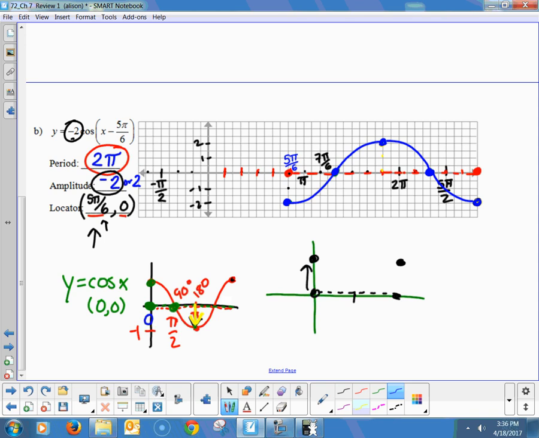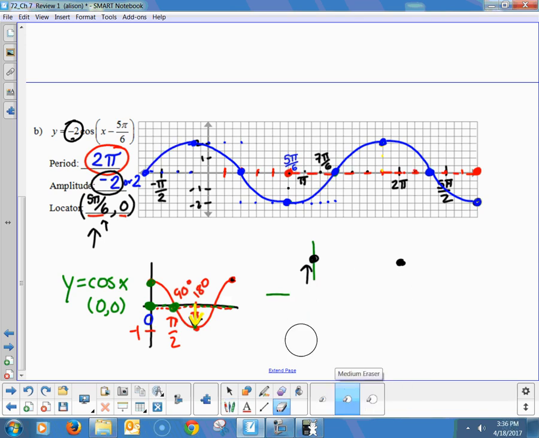Alright, I could continue the pattern. It looks like it's 1, 2, 3, 4, 5, 6 boxes over, 4 up. So if I go back 6 boxes, 2, 4, 6 boxes, up 4, back 6, 2, 4, 6, down 4, back 6, 2, 4, 6, right there. And so we continue this thing, and it looks all cosine-y.